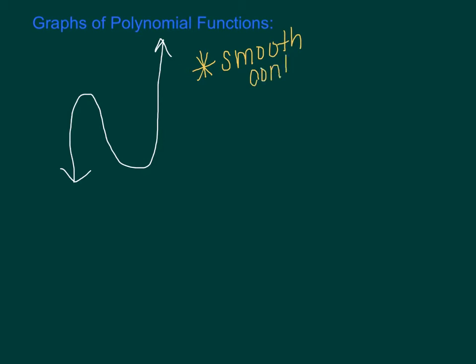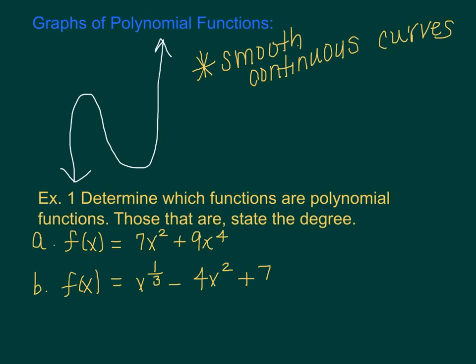The graphs of polynomial functions are smooth, continuous curves. So the corners are rounded, they're smooth, and there are no breaks in the graphs. So we'll write that just so you'll know about the graphs. Smooth, continuous curves. So example 1, it says determine which functions are polynomial functions.